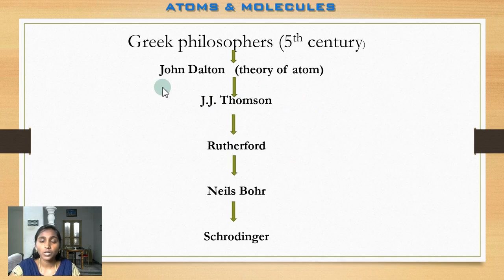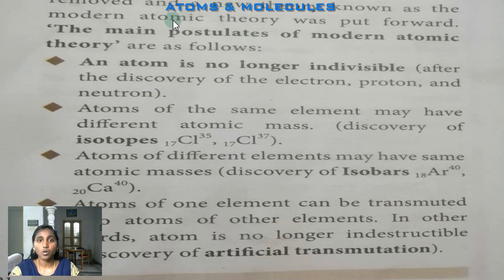One more question you should note. Who proposed the theory of atom? John Dalton. Otherwise they will ask who proposed atomic theory? John Dalton. Now this John Dalton theory has some limitations, so other scientists reanalyzed it and gave a new theory. That theory is called the modern atomic theory. Have you understood? So, modern atomic theory.